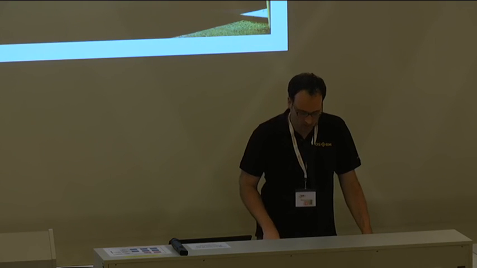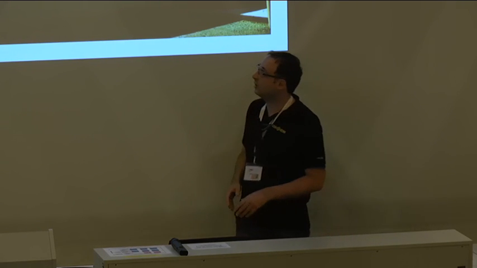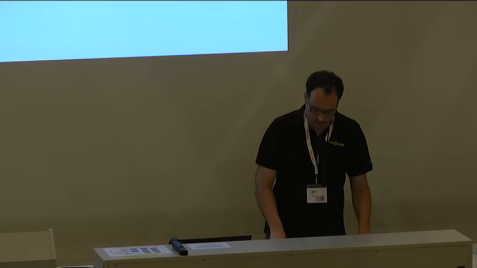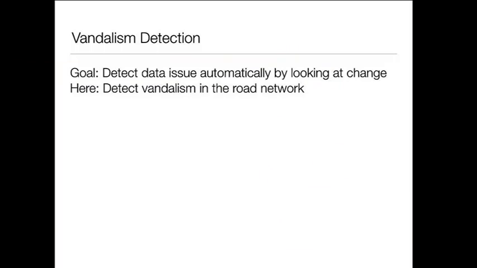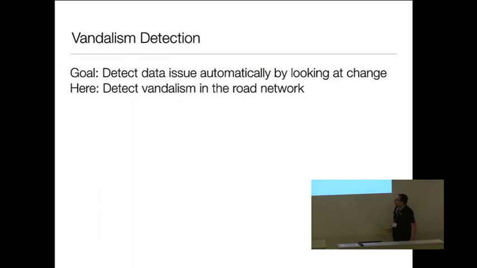We can use that for vandalism detection, right? How would we do that? Well, with vandalism detection, the goal is to somehow filter out issues in the data automatically by looking at changes. For example, by looking at each change set individually, or by, say, pre-processing our routing database every couple of hours, and then looking at differences between the one data set and the other data set. Here we want to detect vandalism in the road network.